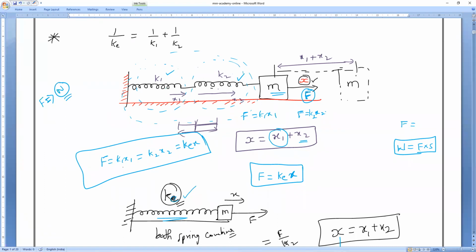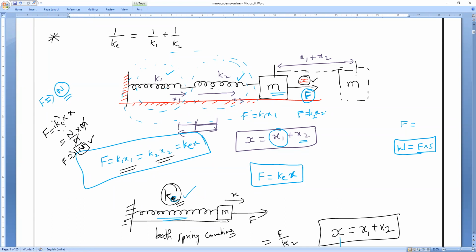Now, anybody having doubt how this K1 into X1 formula will come? Do you have doubt, anyone? If you have, tell me, I will clear it. You can notice F is equal to spring constant into displacement, K1 or K into X. What is the unit of spring constant? Anybody can tell? Newton per meter. And X distance, what is the unit? Meter. So meter will get cancelled.